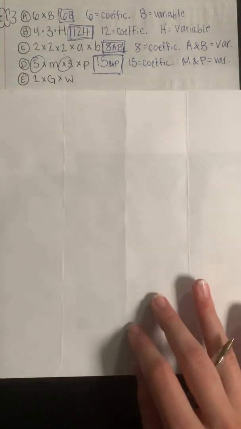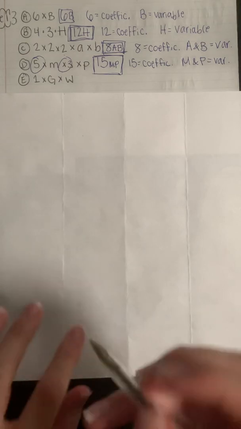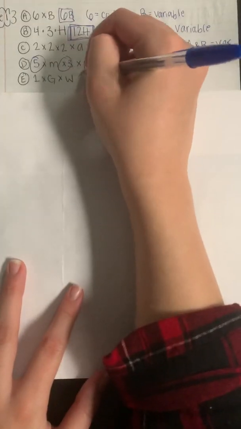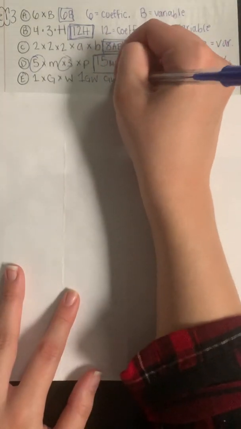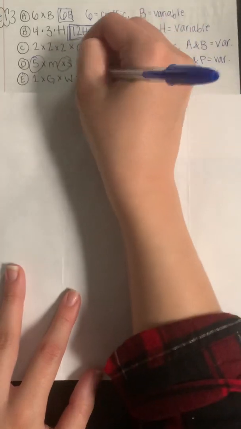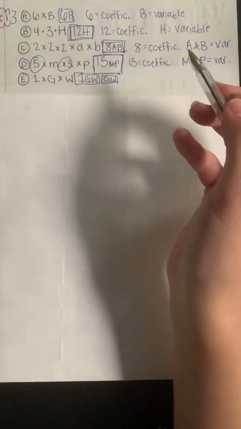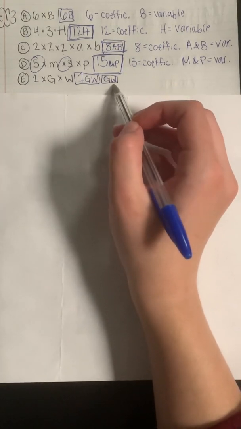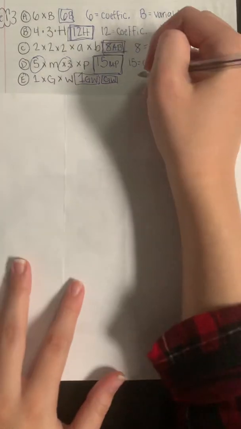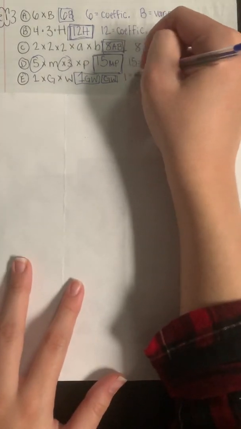And then our very last example within example 1 is E, and we have 1 times G times W. So you can show this without the x's as 1 GW, but you can also just write GW and leave the 1 out, because when your coefficient is 1, you don't have to write it. It's just assumed that this is 1 GW. So 1 is your coefficient.